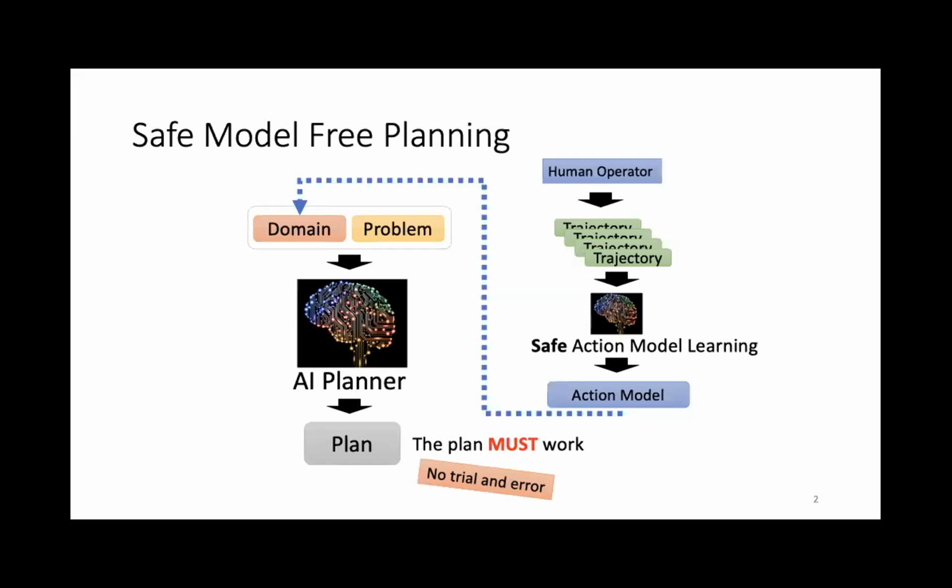For example, the robot may not go to a dead state. And in that problem, we are only allowed to do a safe action. So for those domains, we need to generate a plan that is guaranteed to be successful. In other words, we need to learn a safe action model. So that problem is called the safe model-free problem, and it is the main focus of this work.